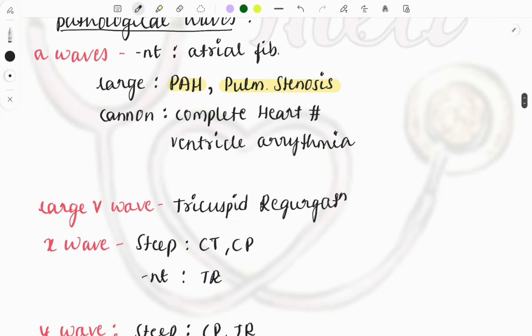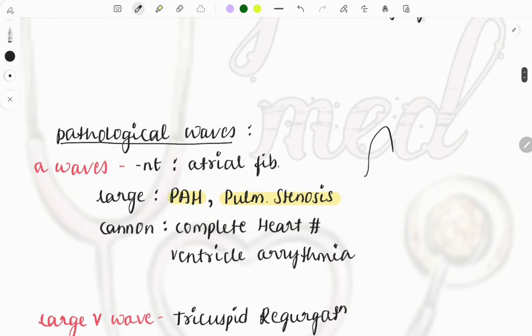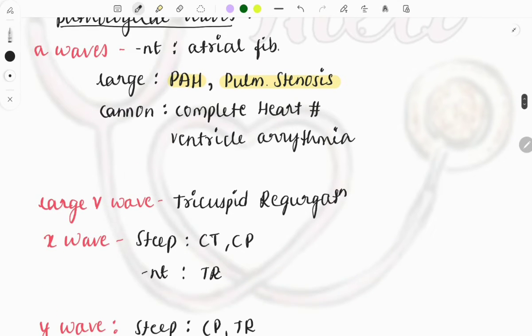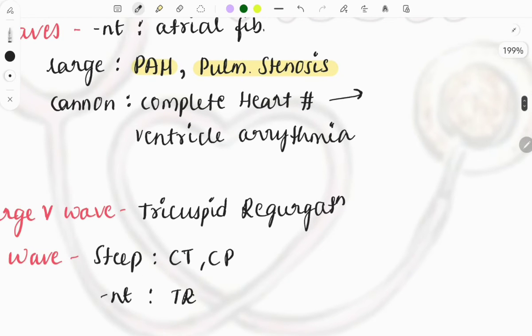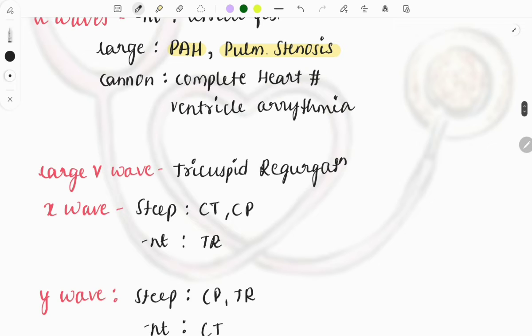Like, a large A wave is seen in which of the following diseases? Then cannon waves. See, large A waves means the size will be bigger, but cannon means it will be even bigger, larger than the large A waves, and seen in two conditions: complete heart block and ventricular arrhythmia. In complete heart block, the atria will try to contract very forcefully, so very large A waves are seen. That's why they are called cannon A waves.